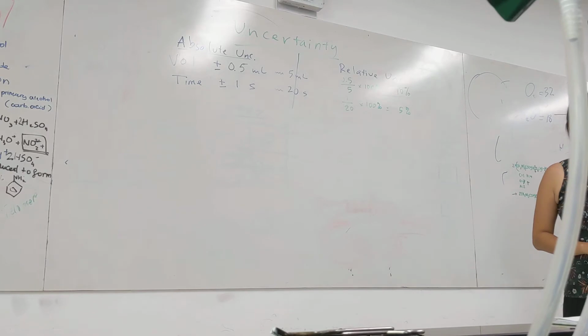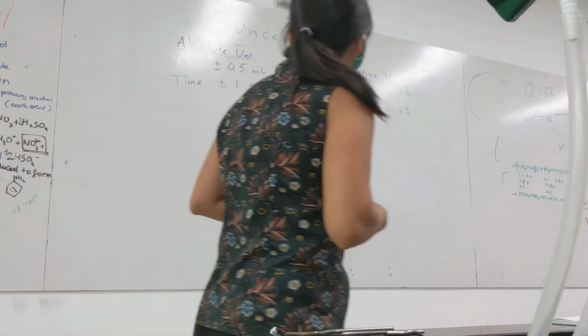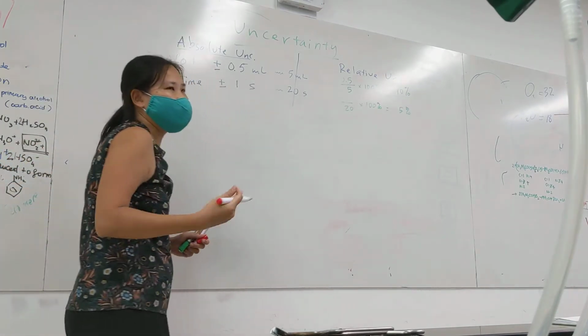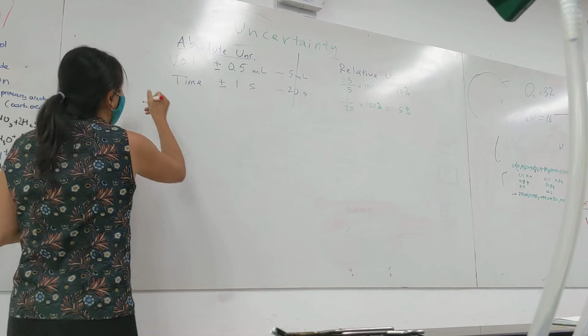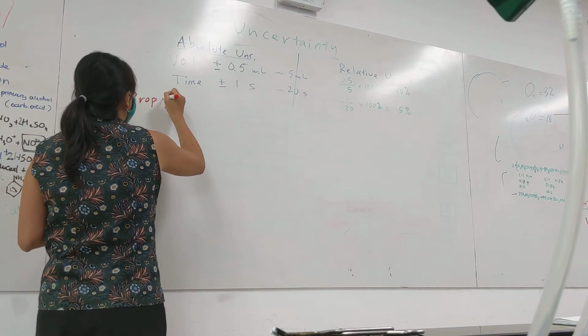Yeah? All right. Once you get that, then in a lab report, at least for a lab report where you do an experiment, not secondary data, there's a section called Propagation of Error, and you have to have that section.